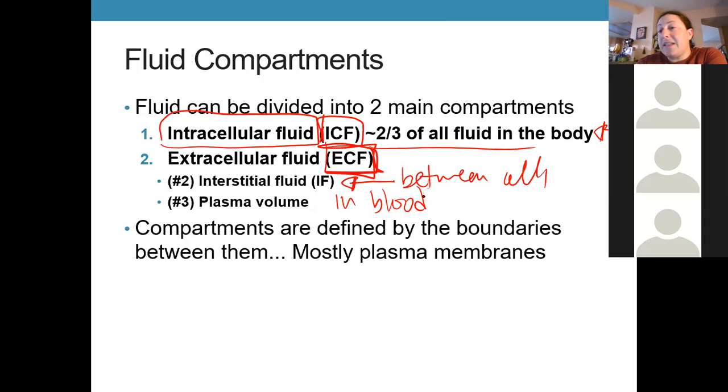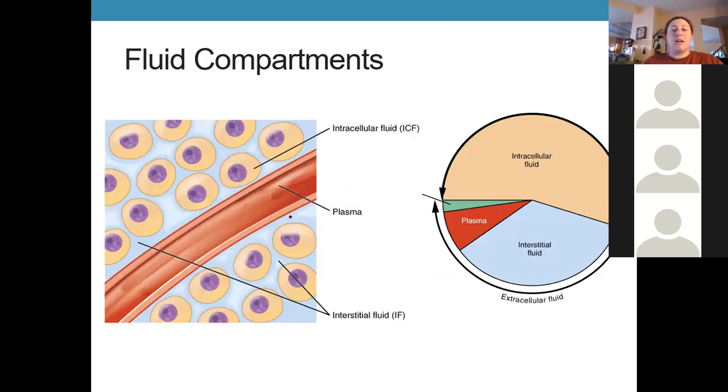The reason why we have these definitive compartments is because there are boundaries between them. There are plasma membranes separating these compartments, right? So the intracellular fluid is everything within the plasma membranes of individual cells. Extracellular fluid is everything outside of those plasma membranes. The interstitial fluid is what actually surrounds the plasma membranes of cells, whereas the plasma volume is what's contained within blood vessels. Now there are other tiny ones. There is an other, and we don't get too worried about it because they make up a very small percentage.